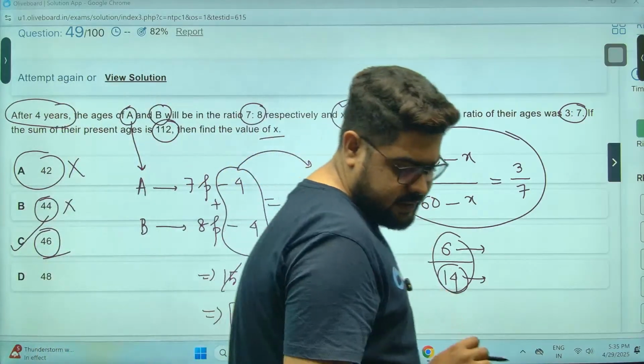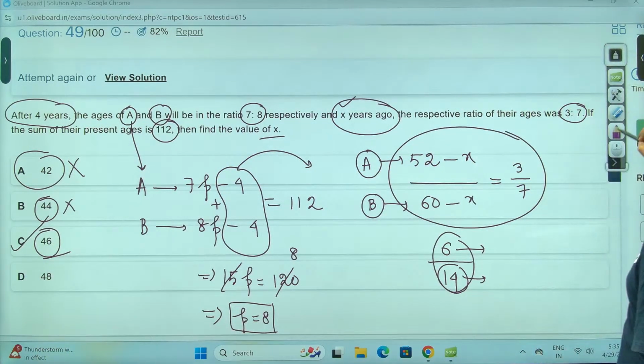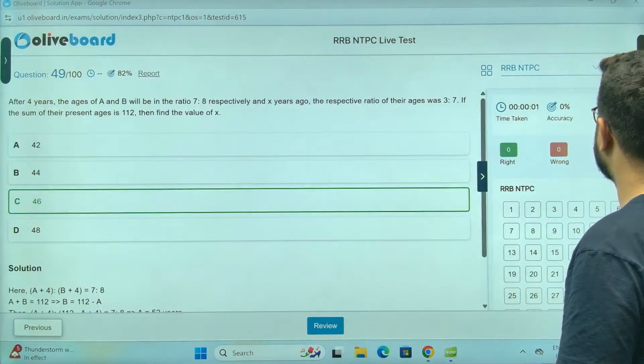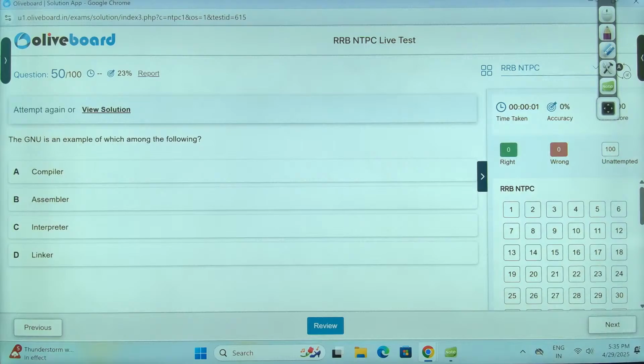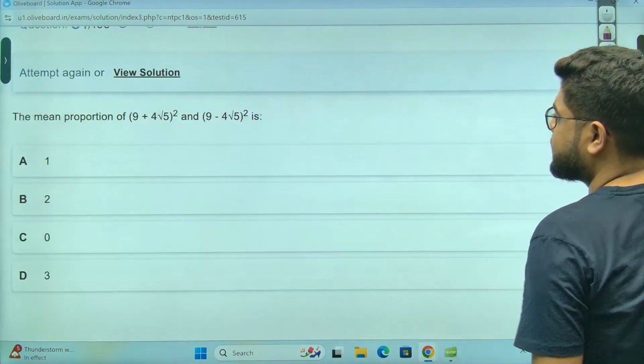Do not solve, sir. Okay? Everyone clear? 46 will be the correct answer. Moving on. Mean proportional of this.